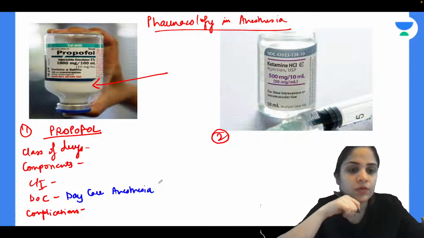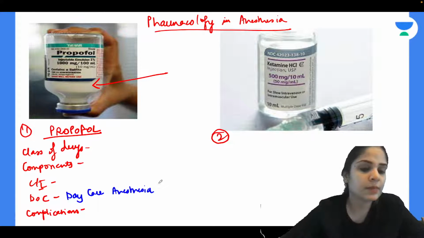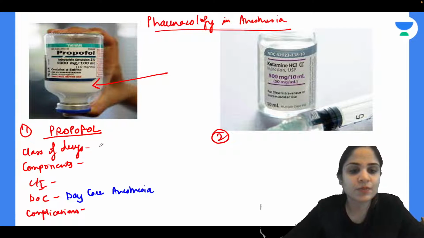Okay. Now, what is the class of drugs that it belongs to? General anesthetics? No. Anyone, what is the class of drugs that it belongs to? It is an IV anesthetic agent. It is an intravenous anesthetic agent. Okay. Alright. What are the components of propofol?